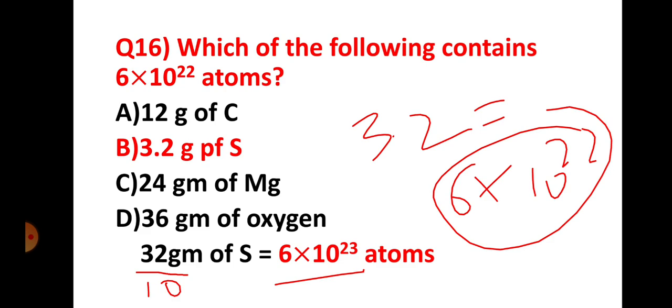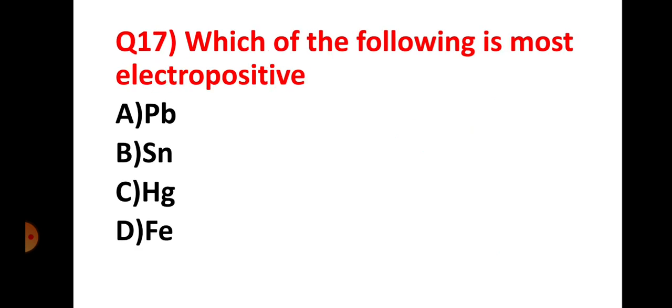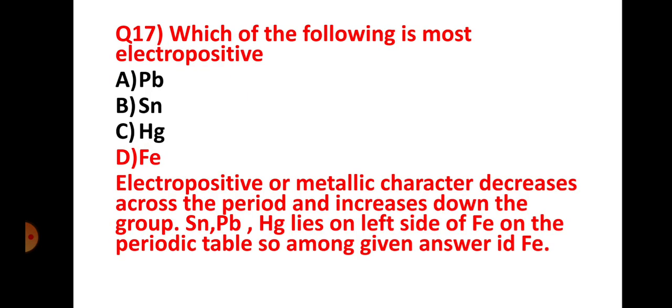By doing the unitary method, we can find 3.2 gram of sulfur contains 6 into 10 to the power 22 atoms. Now let's move to question number 17. Which of the following is most electropositive? In the periodic table, electropositivity or metallic character decreases across the period and increases down the group. Sn, Pb and Ag lie on the left side of Fe, so among these the most electropositive is Fe. That is option choice D, ferrum.